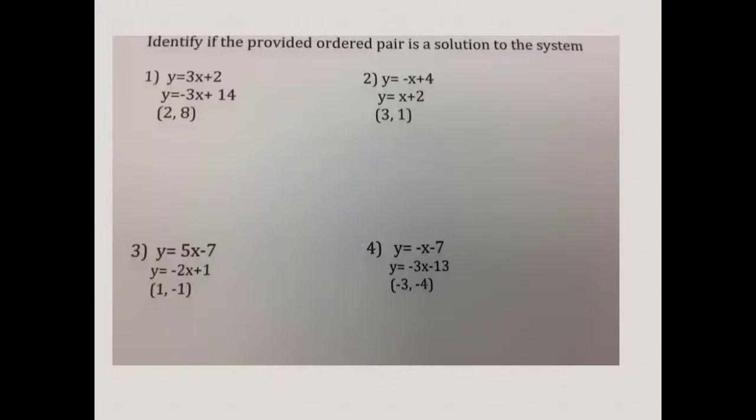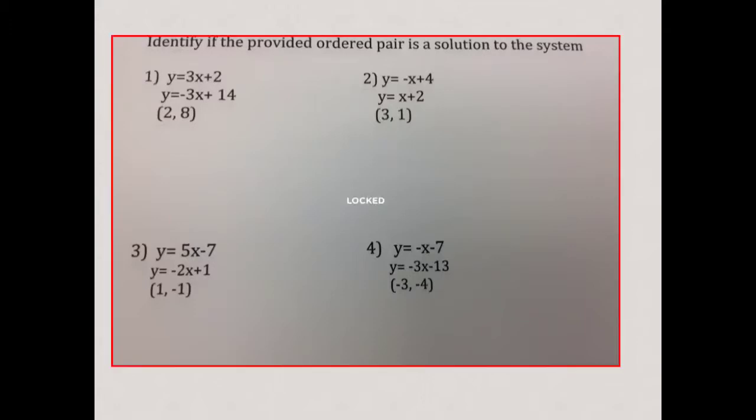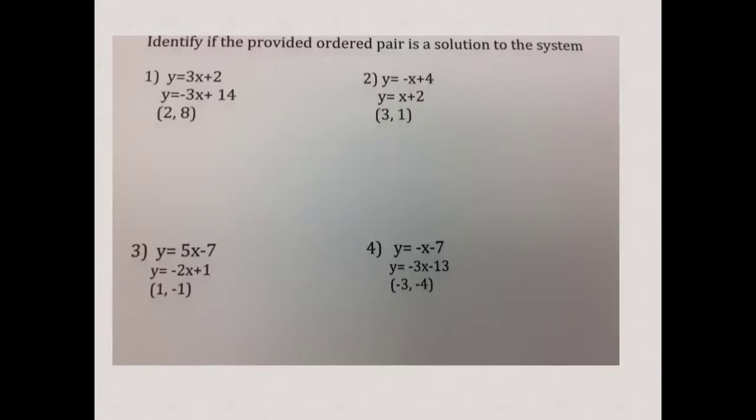All right, class. Identify if the provided ordered pair is a solution to the system. First, let's identify what our ordered pair is. Right here we have my x and my y. Wherever I see x, I'm going to replace that with 2. Wherever I see y, I'm going to replace that with 8.